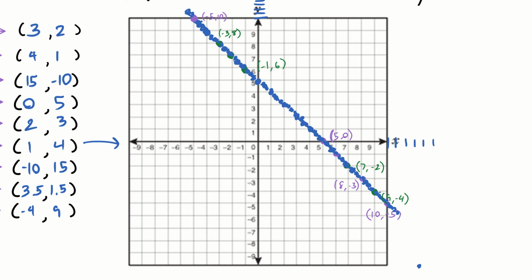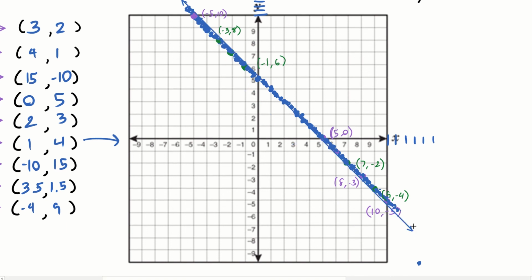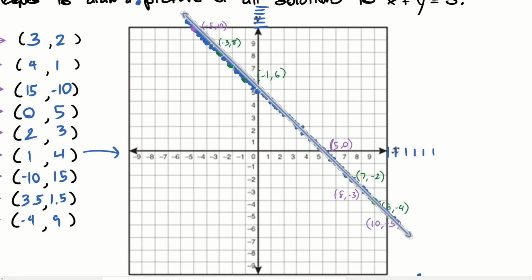So what we're going to do is save ourselves the headache, as opposed to doing point after point after point. We're simply going to put on a few select points that are solutions to our equation, and we're going to connect those with a line, because that line represents every single solution without us having to list every single solution, because every point on the line is a solution.